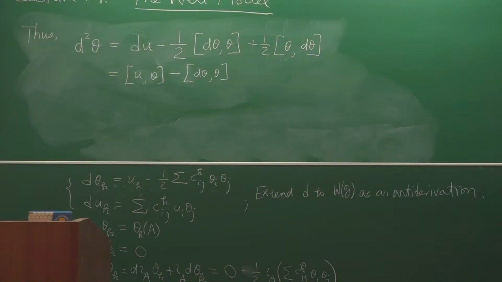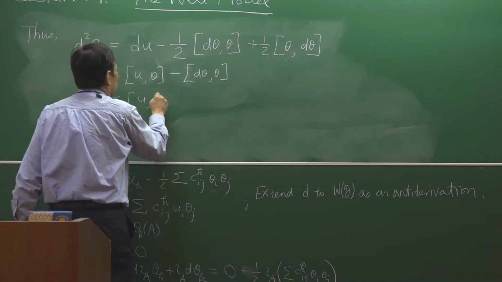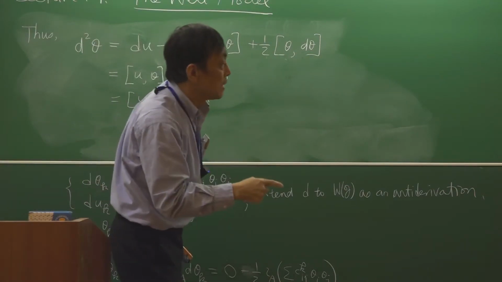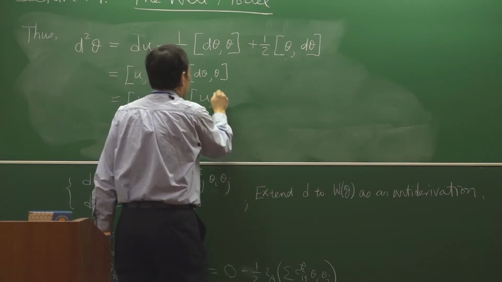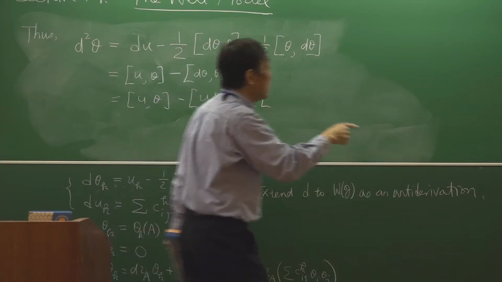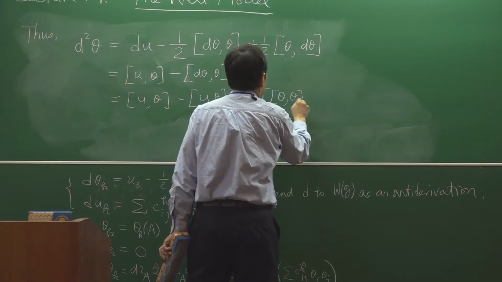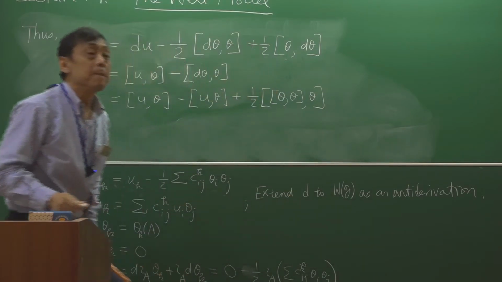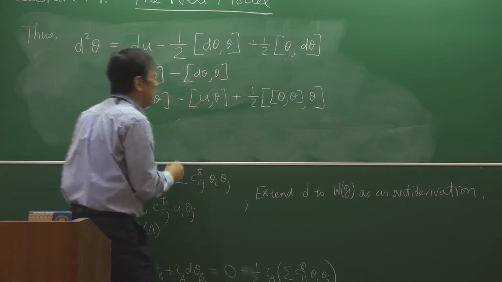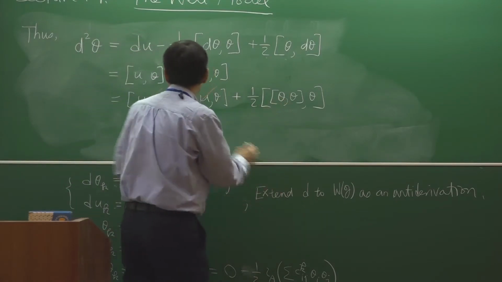And then d theta is this, right? So put that in. So you get u theta minus u theta, and then plus 1/2 bracket theta theta theta. Okay. And these two terms cancel, and then this is 0 because it's a triple product of theta.